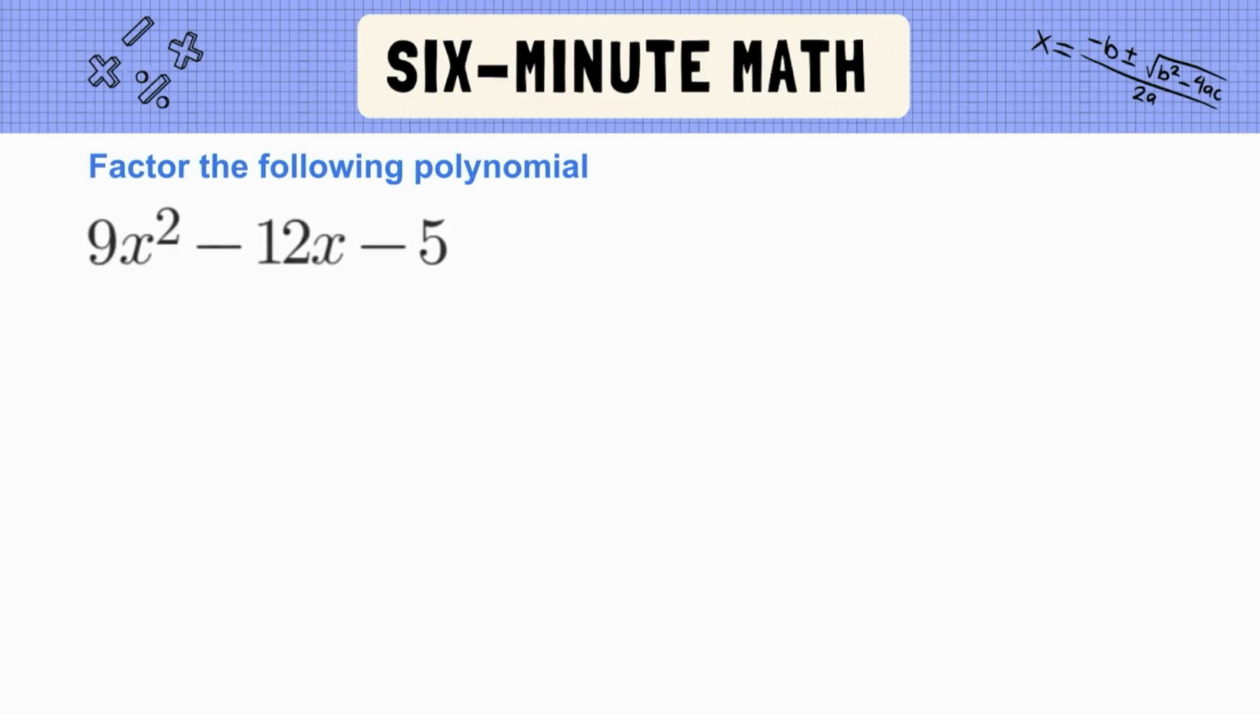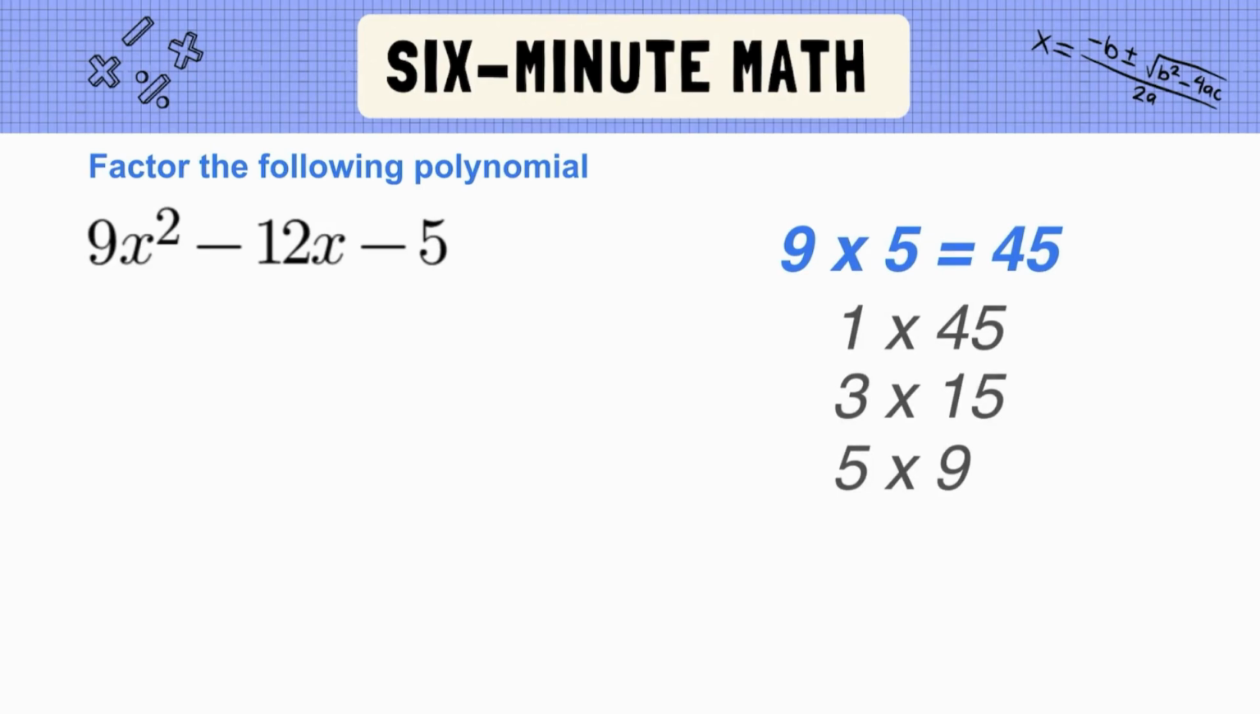How about if I factor 9x squared minus 12x minus 5? 9 times 5 is 45, and I have my factor grid. My c value is a negative, telling me I'm looking for the difference. So we have 44, 12, and 4. I am looking for that 12, which is going to be 3 and 15.